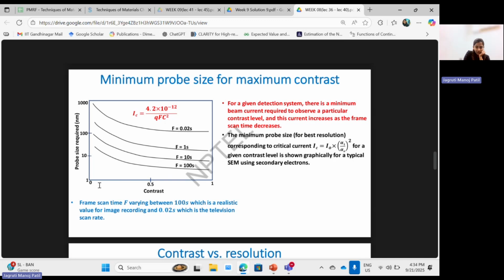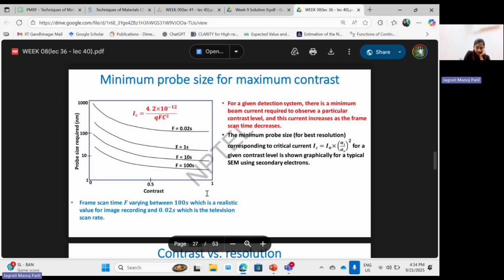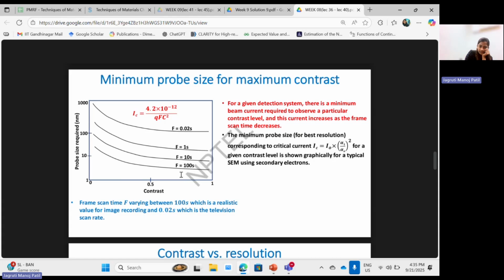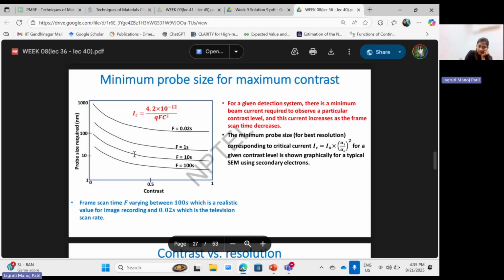So here you have contrast, right? And this is the probe size in nanometers which is being increased. Now, as your probe size increases, it says F is this, it says F is this. So the higher the probe size, I don't know if I can say this, but at 0.5 for all, if you see this one, this one, this one, and this one.